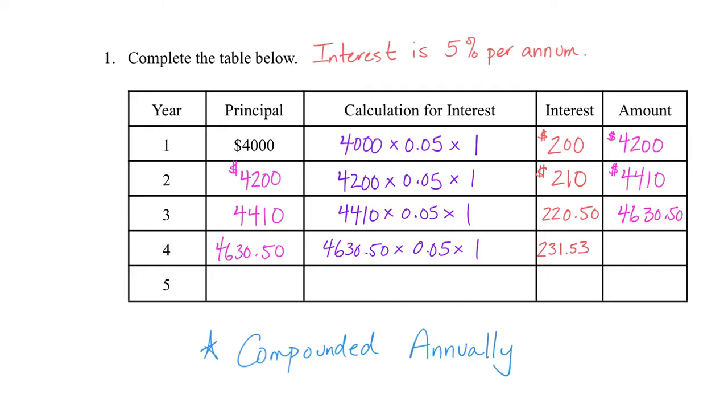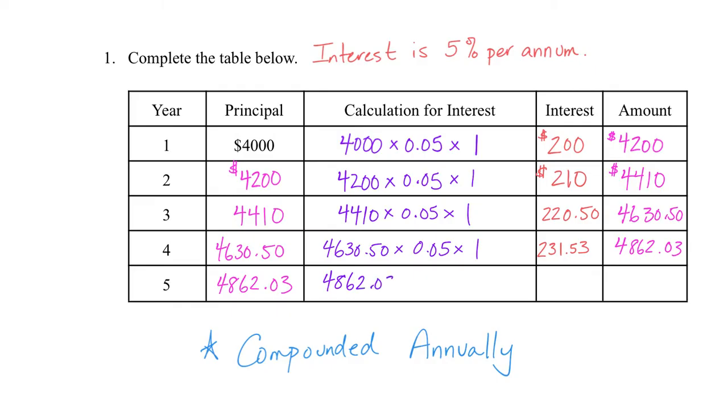So we take that $231.53 and we add it back on to my principal at the beginning of that year, and that is going to give me $4,862.03. That becomes the starting principal for the next year. That becomes the amount that I am going to calculate interest on.